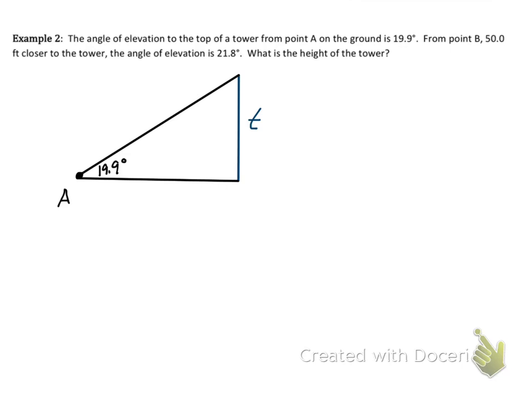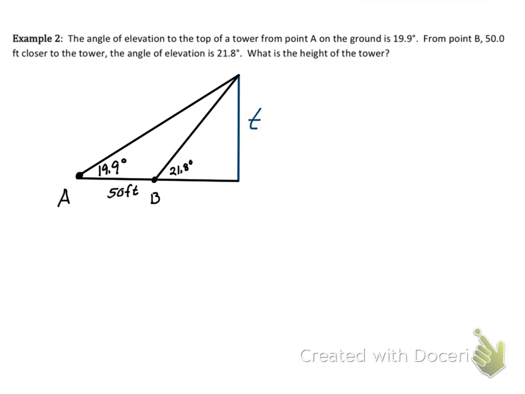It says from point B, which is 50 feet closer to the tower, the angle of elevation is 21.8. So that means B is closer to the tower, so we'll put it here. And it's 50 feet closer. So the distance between A and B is 50 feet. And we're looking up at the tower, and that's going to be 21.8 degrees. Do you remember seeing this problem? With the tangents, and we had to... When you do it this way, it's a lot easier.